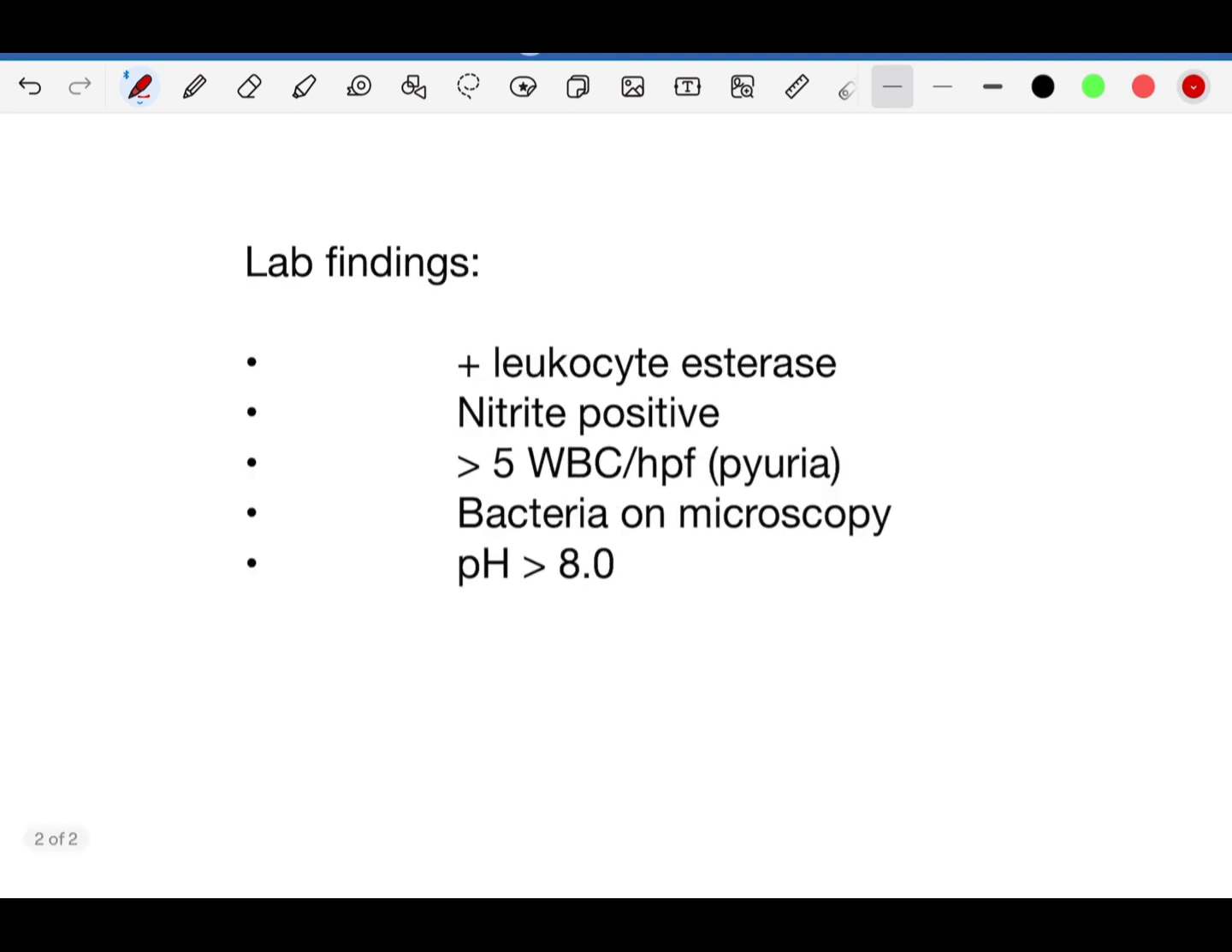All right, so we've discussed the clinical findings. What are the lab findings? So these findings will come up when you order a urinalysis. So one of them will be a positive leukocyte esterase. It could be nitrite positive. And then pyuria. And the definition that I found for this is that it's greater than 5 white blood cells per high-powered field. And then, of course, bacteria on microscopy, and then if the urine pH is greater than 8, because that could indicate you have a urease-splitting bacteria in your urine, like Proteus.